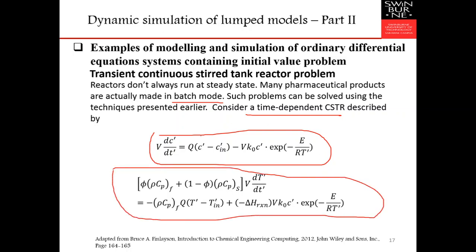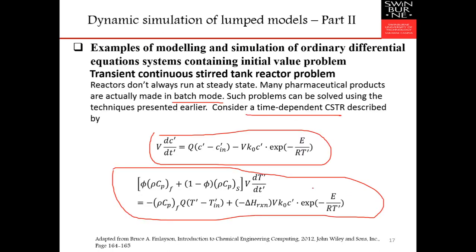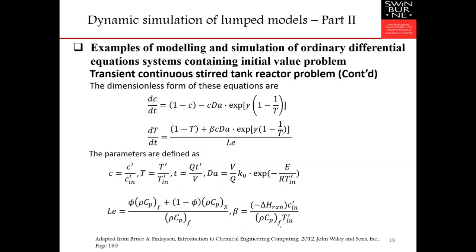The first equation expresses the derivative of the concentration with respect to time. The second one expresses the derivative of the temperature with respect to time. All the variables in the two equations are defined here. V is the reactor volume, Q is the volumetric flow rate, C is the concentration, T is temperature, t is time, K0 is the reaction rate constant, E is the activation energy, epsilon is the void fraction, rho is the density, Cp is the heat capacity per mass, delta H_RXN is the heat of reaction in energy per mole, and F is the fluid phase and S is the solid phase.